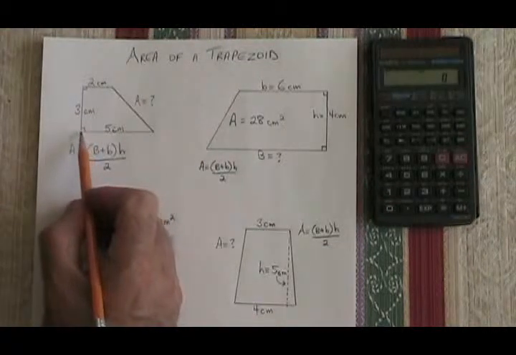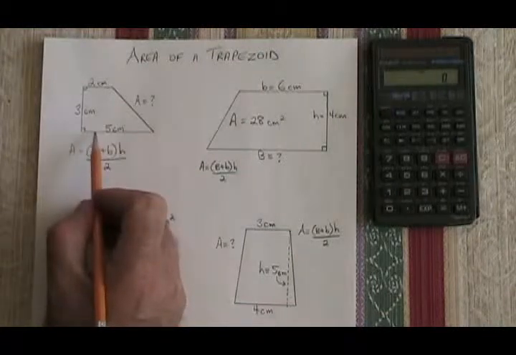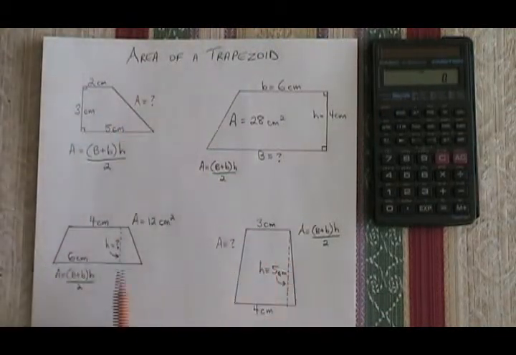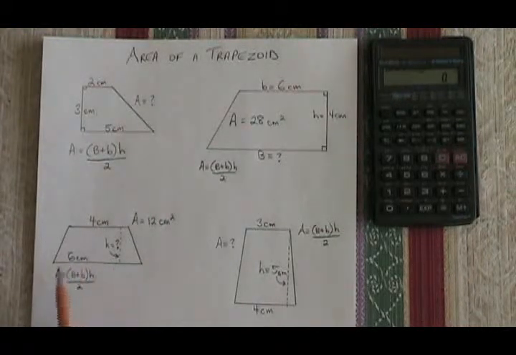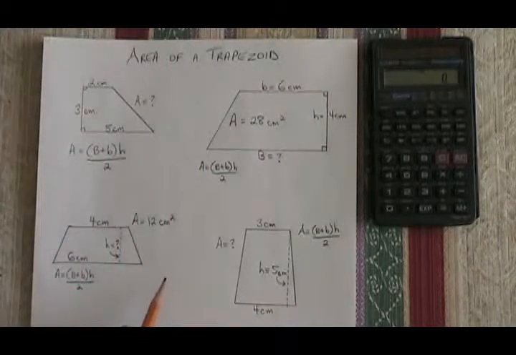In a right trapezoid, the big B, the longer base, is this longer one here, and it is parallel to the little b, the shorter base. In an isosceles trapezoid, there is still a longer base, which is parallel to a shorter base. So that tells you where to place the values for big B and little b.